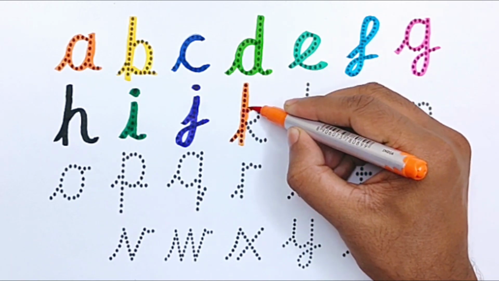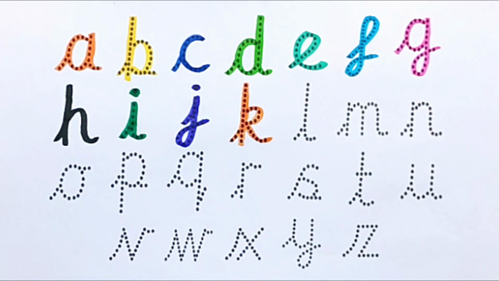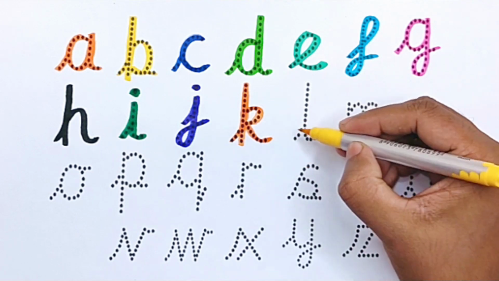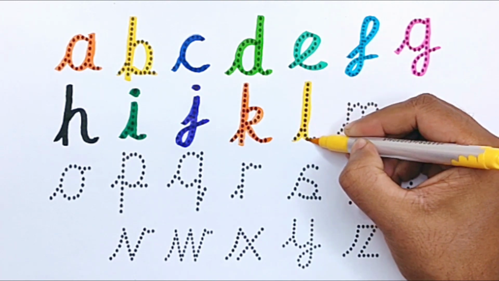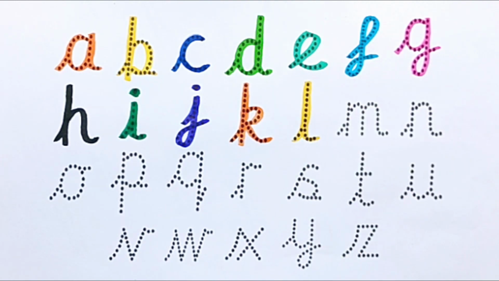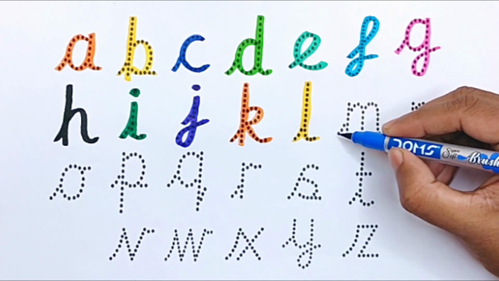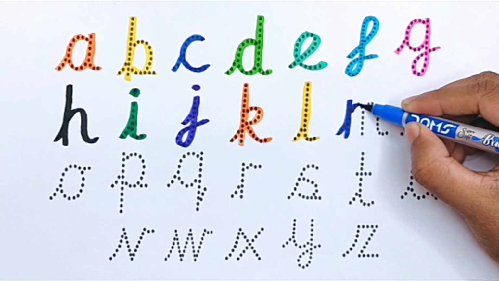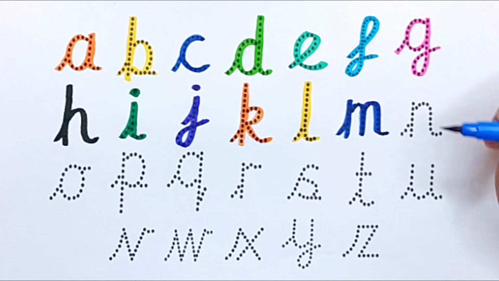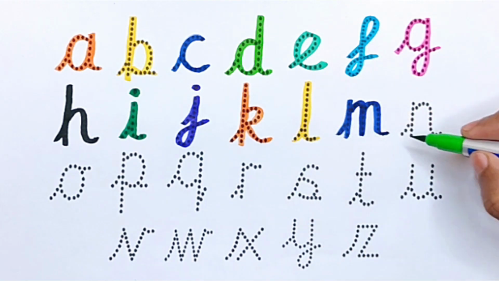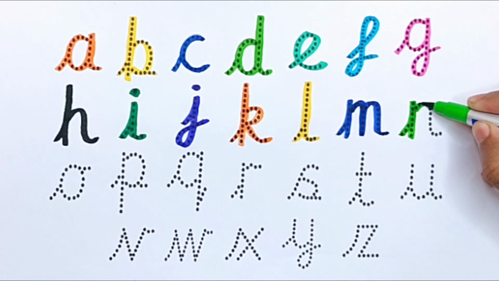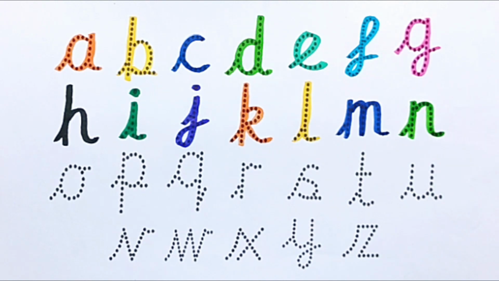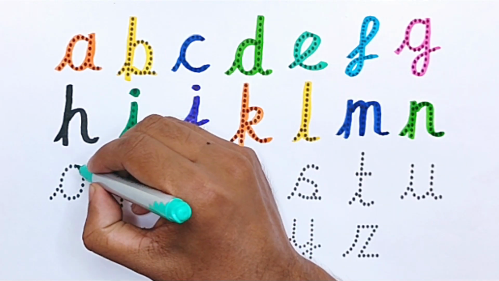K for kite. Yellow color. L for lollipop. Blue color. M for mango. Light green color. N for noodles. Green color.